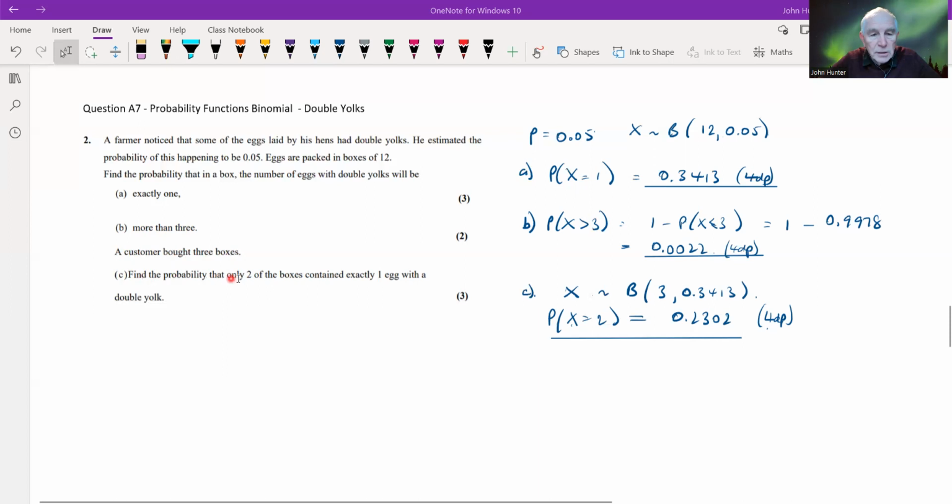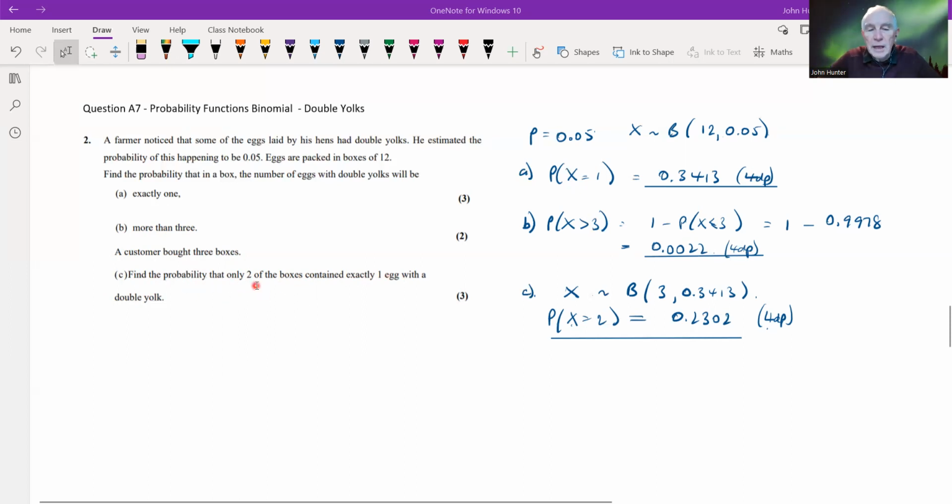Right, okay, so part C, a customer bought 3 boxes. Find the probability that only 2 of the boxes contained exactly 1 egg with a double yolk. Right, now this is fairly typical of these kind of problems, and what it's really doing is it's saying, right, we've changed our parameters. We're actually looking at a different random variable now.